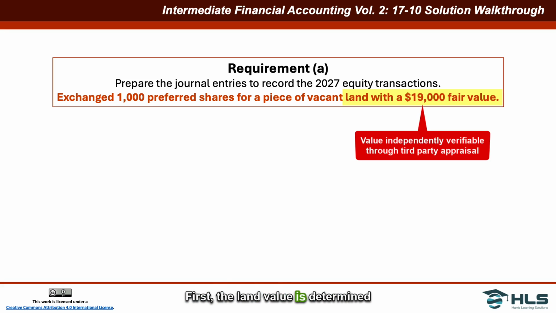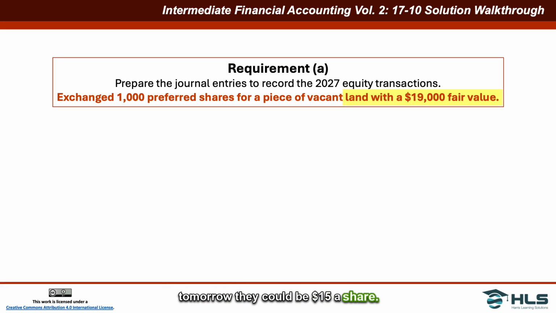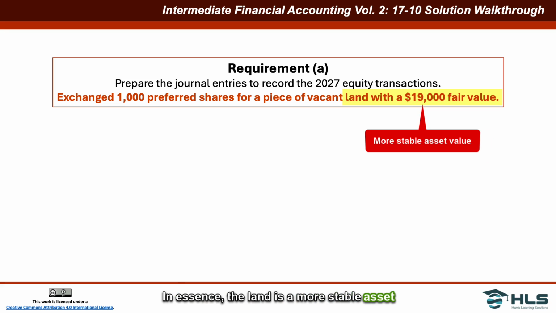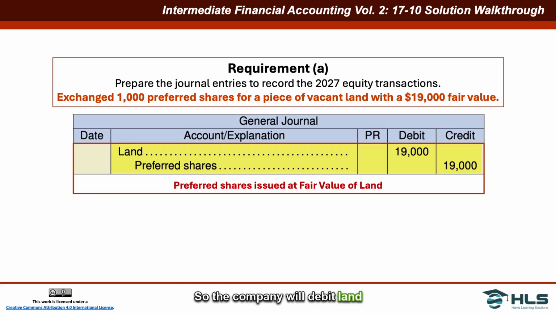First, the land value is determined by a qualified appraiser. And second, the value of land doesn't fluctuate on a daily basis like shares do. So today the shares could be $21 a share, tomorrow they could be $15 a share. In essence, the land is a more stable asset, and that's what we're going to use. So the company will debit land and credit preferred shares for the land's fair value of $19,000.